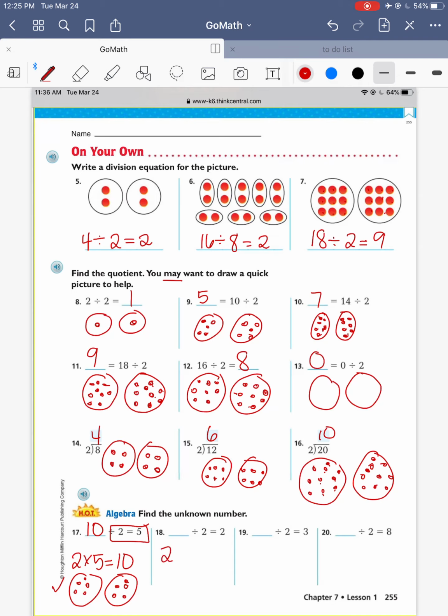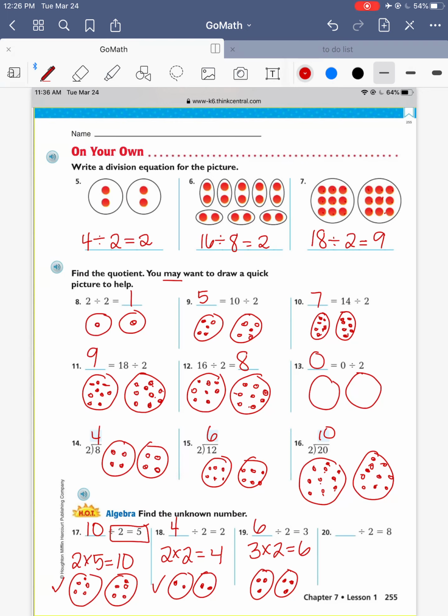If I have 2 times 2, it would give me 4. So 4 into 2 groups, 1, 2, 3, 4 gives me 2 in each group. So change it to multiplication. So 3 times 2 is 6, which would be the same as making 2 groups and having 6 dots, which means that there would be 3 dots in each. So 3 times 2 is 6, or 6 divided by 2 is 3.